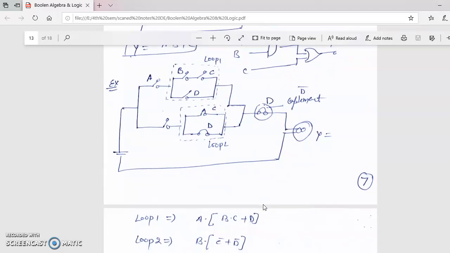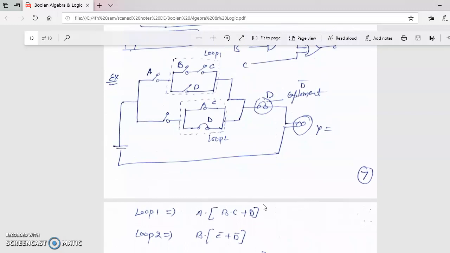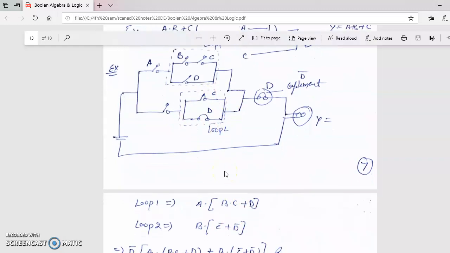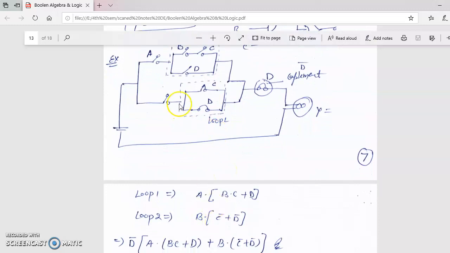Right, now we can write the Boolean expression. First of all, this is loop 1, this is loop 2, this is loop 3. So loop 1, this is the B and C, that is the ANDing, means B dot C, and parallel with D means ORing, that is plus D, and this whole term is in series with A, means A dot (B C plus D). Okay, B C plus D. Next, this is loop 2, right, students? Loop 2 is, this is B, this is C and D. This is C bar and D bar.